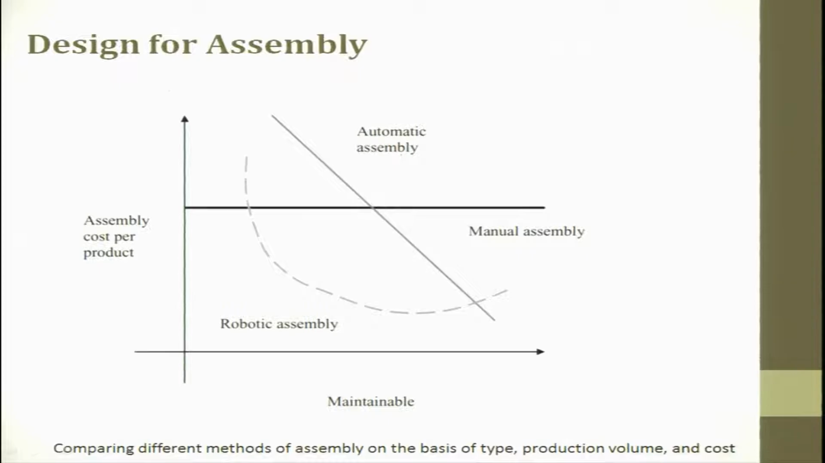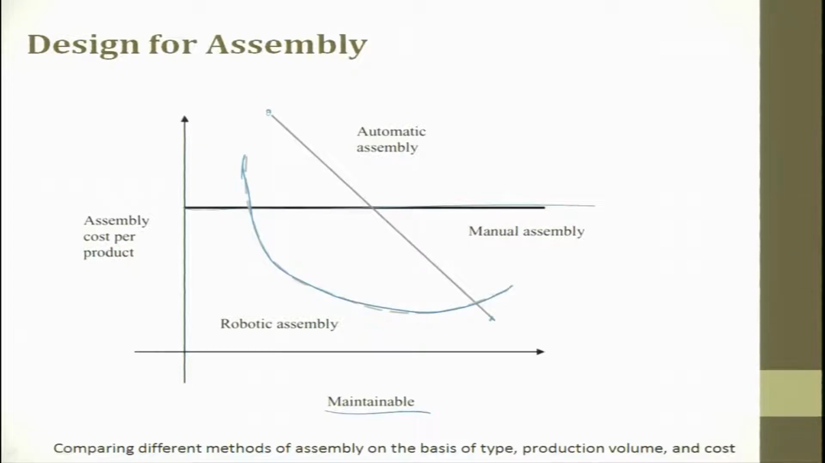So, when you try to plot assembly cost per product versus maintainability, you can see that this is manual assembly, which is a straight line. For automatic assembly, the assembly cost per product will initially be very high, and slowly after a period of time it goes very low. So, maintainability, or you can put it as time. And then if you see robotic assembly, it starts from here. It is a very interesting graph. You see it goes from here to here.